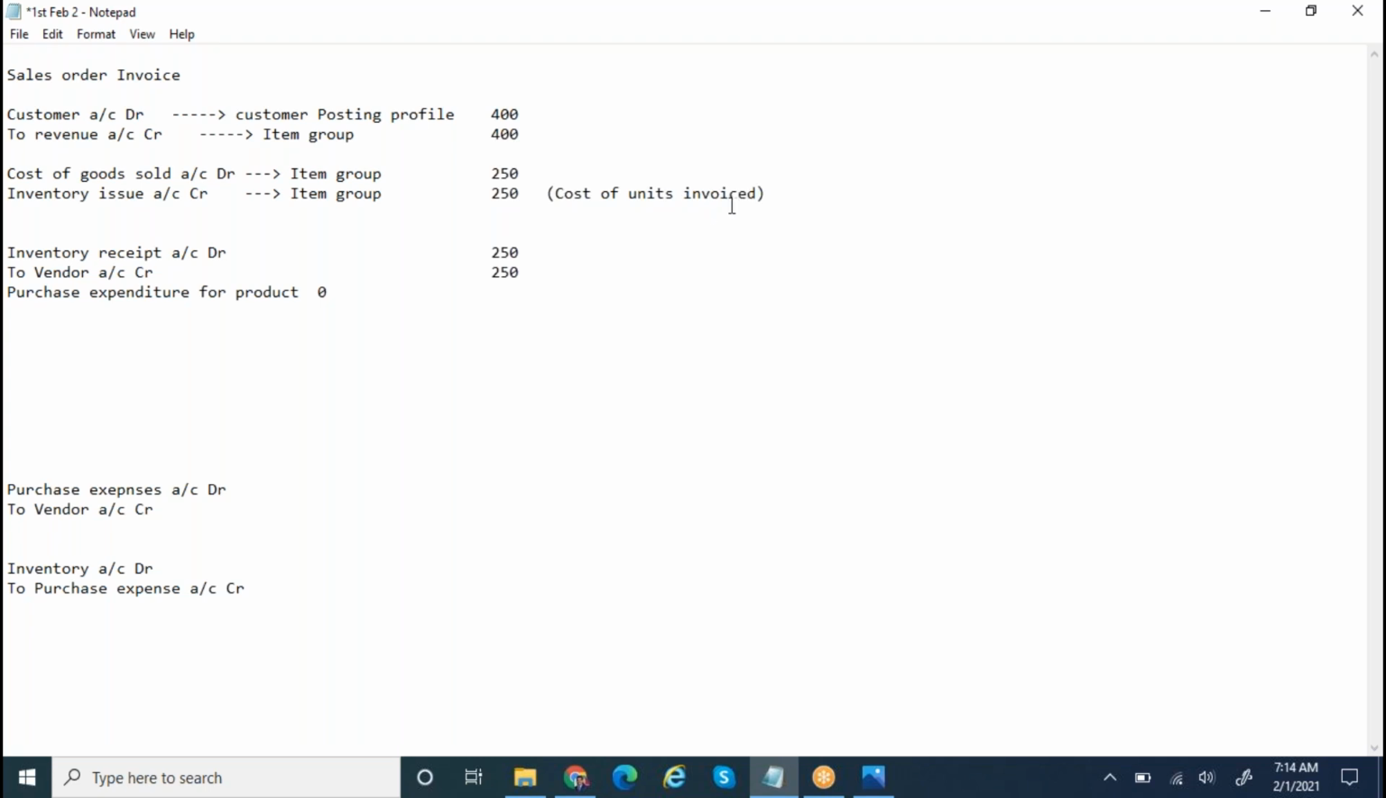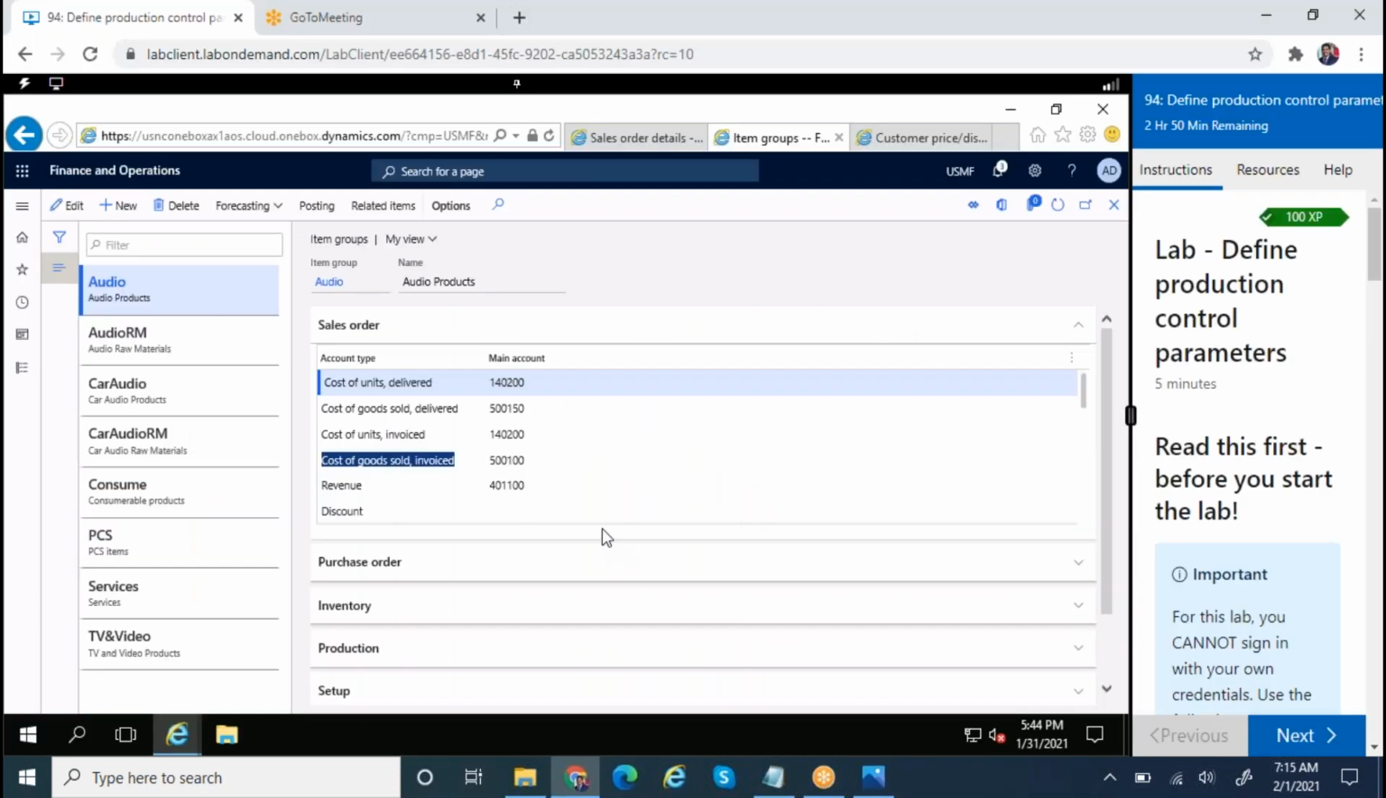If you are not able to remember this term, you can use this one, because in 2012 you will find this one only. It is easy to understand because here it is cost of goods, here cost of units. Reading about the naming convention is a little bit complex. That's it. This is inventory issue, the cost of units invoiced to the customer. Cost of units invoiced to the customer is this account.